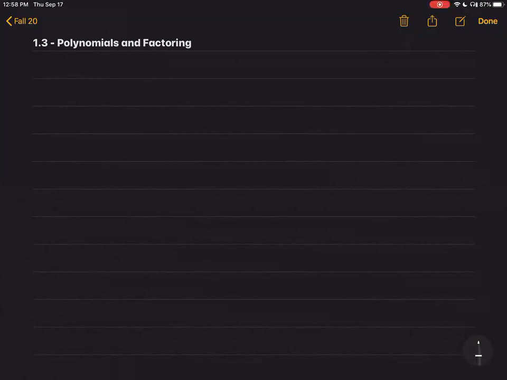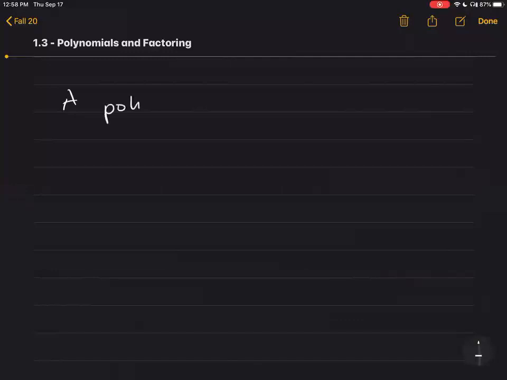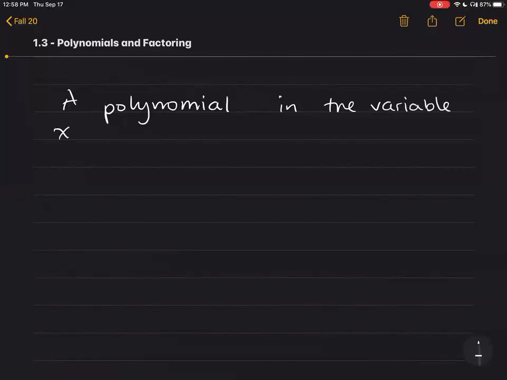So, a polynomial in the variable x is something of this form. So we've got some coefficient a_n, and we have x to the n power, plus a_(n-1) x to the n minus 1, plus dot dot dot, plus a_1 x plus a_0. Okay, so this is a polynomial.